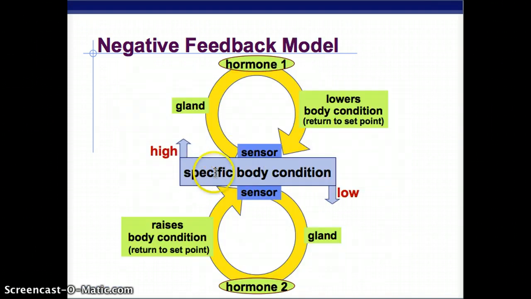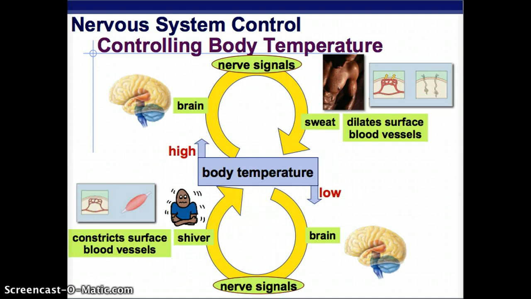So here it is again. Some body condition, if it's high, this sensor triggers this gland, which gives off a hormone, which lowers the body condition, and we return to the set point. Whereas if it's low, it gives off a different hormone, and we return to the set point again. For example, our nervous system controlling our body temperature. If our body temperature is high, our brain sends nerve signals, which cause us to sweat, which dilates the surface of blood vessels. And if our body temperature is low, our brain sends nerve signals, which cause us to shiver, which constricts the surface of the blood vessels and helps us stay warmer.